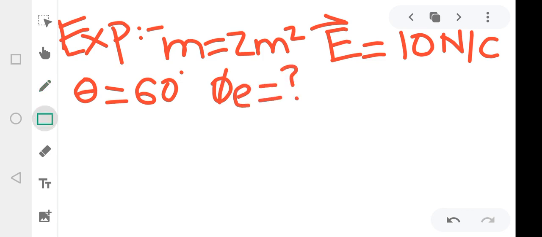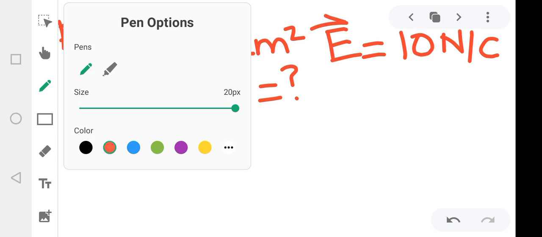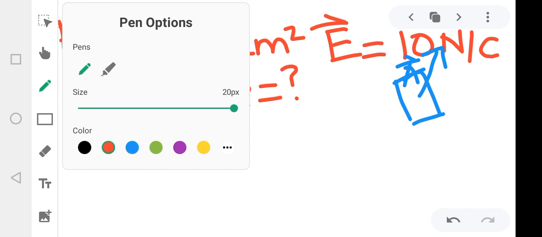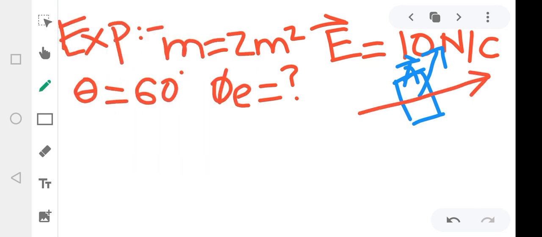If I draw that body, it would be tilted like this. The vector area will move in this direction, and it is the area vector. The electric field lines passing through it will be like this. These lines are making an angle of 60 degrees with this area vector.